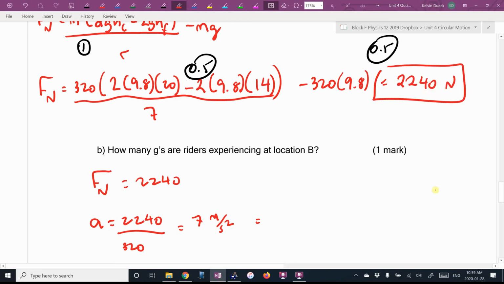0.714 Gs. I would give you probably a half mark if you clued in to find the acceleration, and then a half mark for the answer. Is that okay?